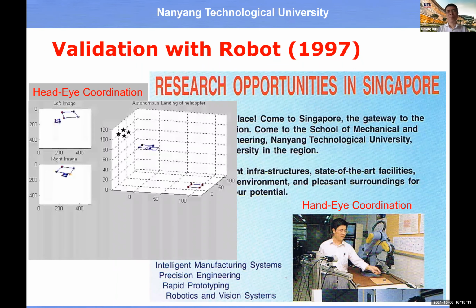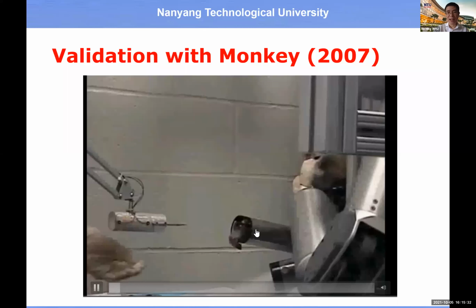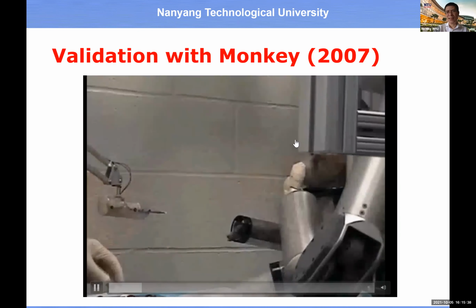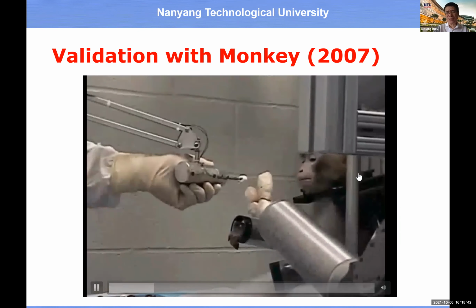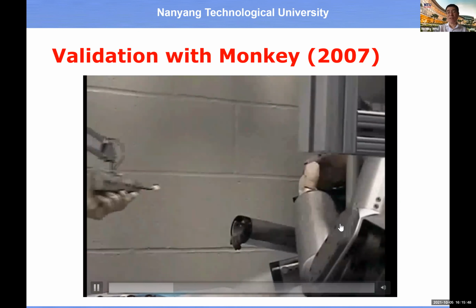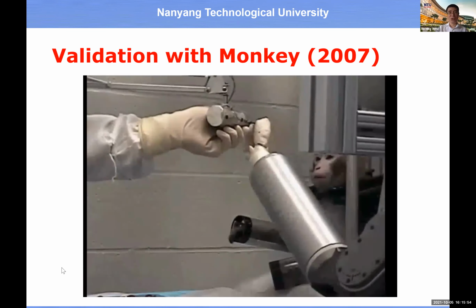We validated this principle with a robotic arm. You see the picture, and this was broadcast in a national television program in Singapore. And 10 years later, this was validated with a monkey. You see the monkey's hand and arm are restricted here. We use the monkey's eye to determine theta X, theta Y, theta Z, and use this signal to drive a mechanical arm. Then you will see the convergence in the vision-guided coordination. It's a very, very interesting research.